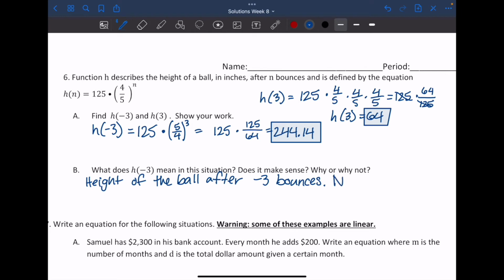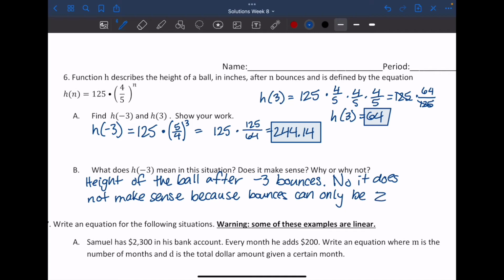So we're going to say, no, it does not make sense. Because I have to give a reason here, we'll say it does not make sense because bounces can only be 0 or positive numbers. Okay.